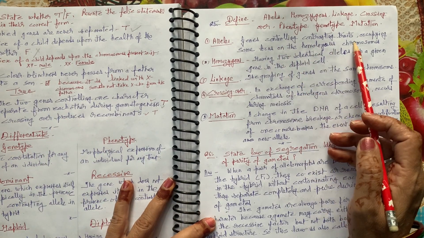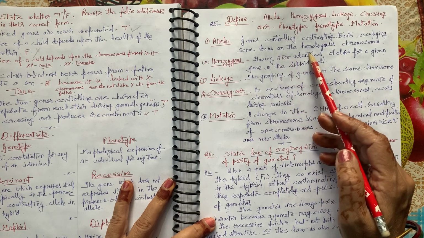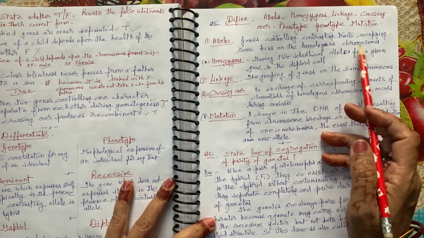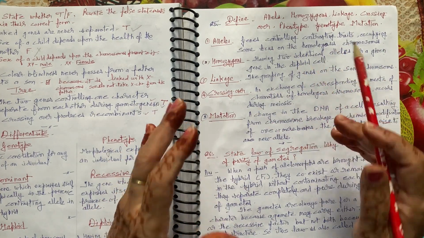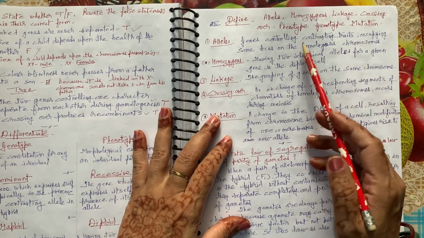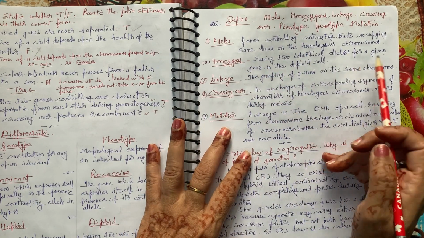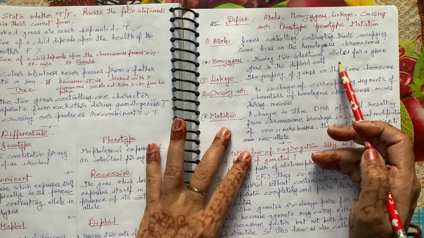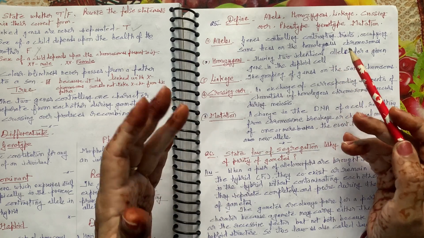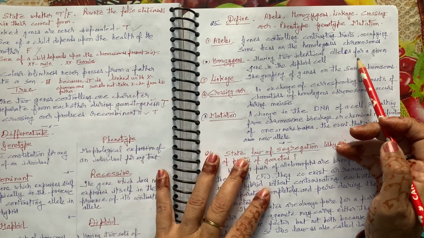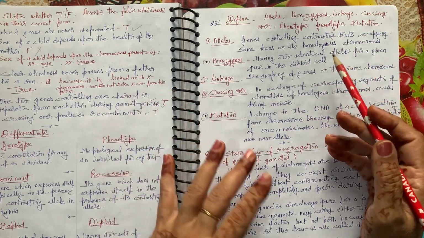Alleles are genes controlling contrasting traits occupying the same locus. Locus means location on the homologous chromosome. Homologous means parallel chromosomes are present, and each one of them is termed an allele. Homozygous: two identical alleles for a given gene in the diploid cell, which are similar, as capital T, capital T or small t, small t. They are homozygous in the diploid, meaning both traits have the same character.